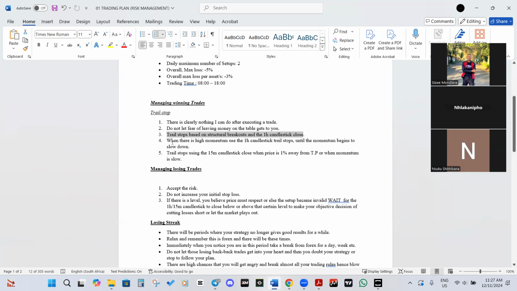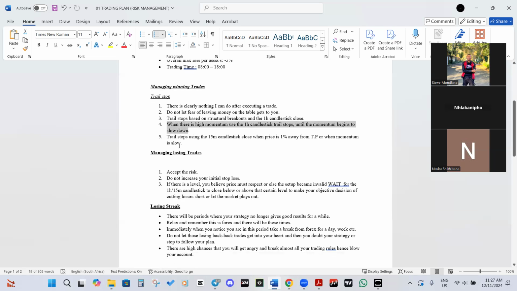And then four, when there's high momentum, use 1 hour candlestick trail stop. This is what I just said, until momentum begins to slow down. Then trail stop using the 15M candlestick close when price is 1% away from my TP. Let's say my initial target is 1:5, and I'm up 4%, meaning 1:4. I'm now left with 1% to my TP. That's when I can go to lower time frames.